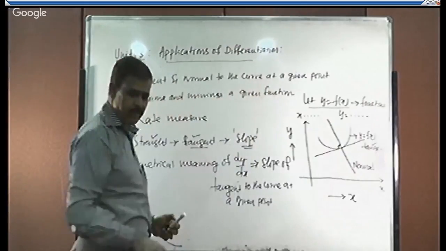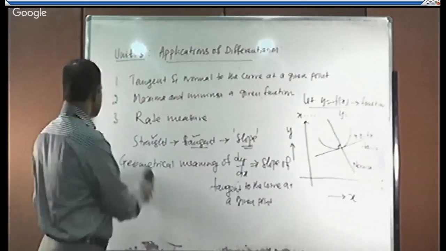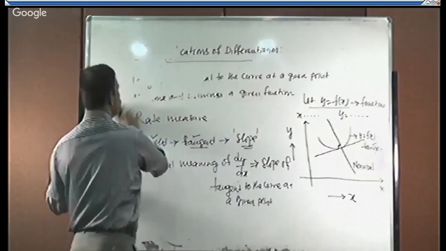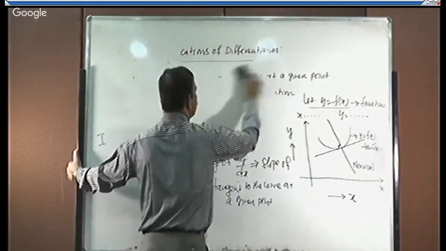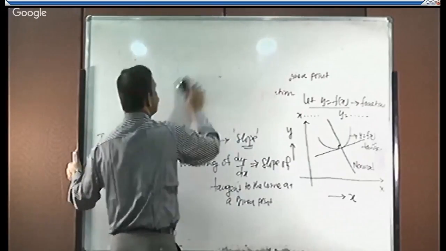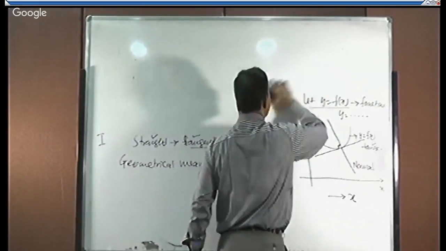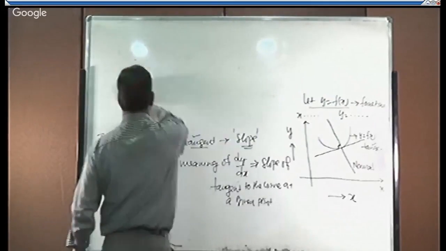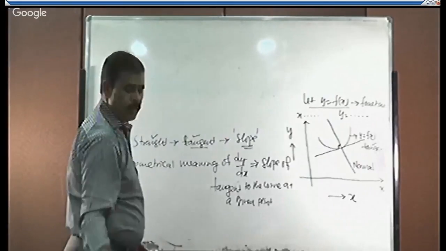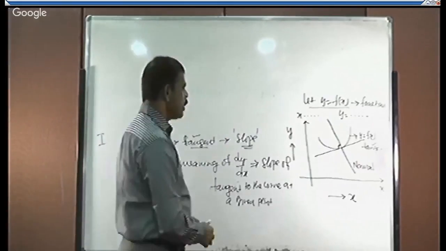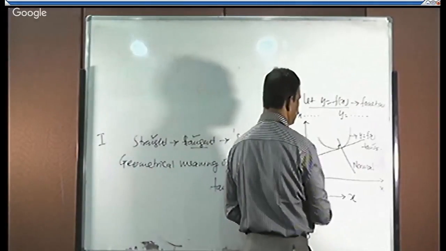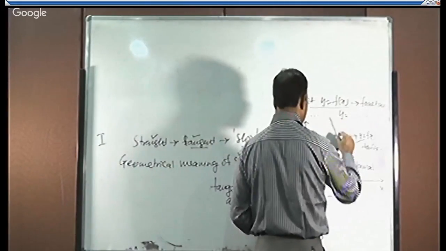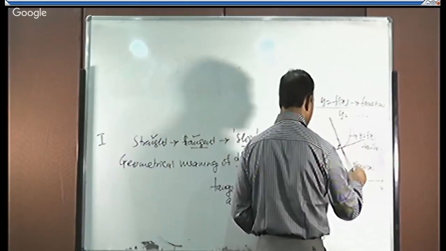So this is the tangent and normal. Just remember these points. Number one, a tangent is a line which is passing through a point on the curve. That is called a tangent. What is normal? Any line which is perpendicular to the tangent will be called the normal.